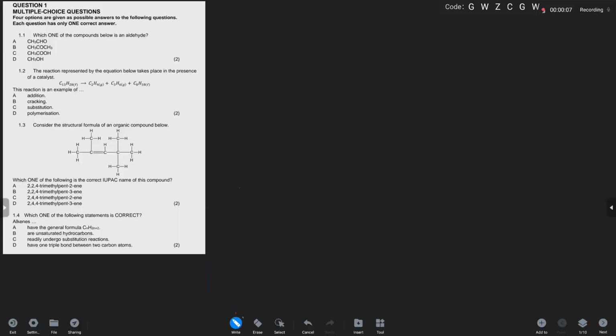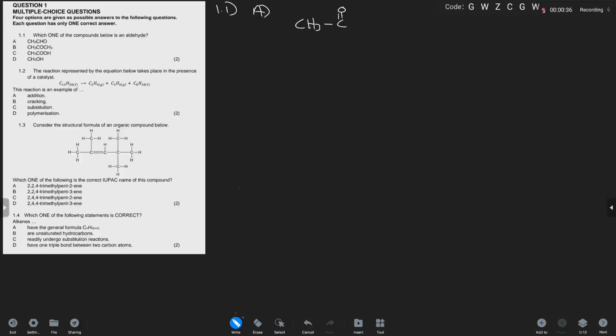So the first part, which is part 1, is going to be looking at multiple choice questions. The first question to look at is: which one of the following compounds below is an aldehyde? Since this is a revision session, we are going to draw the structures of these compounds from A to D, and then we analyze each and every one of those organic compounds.